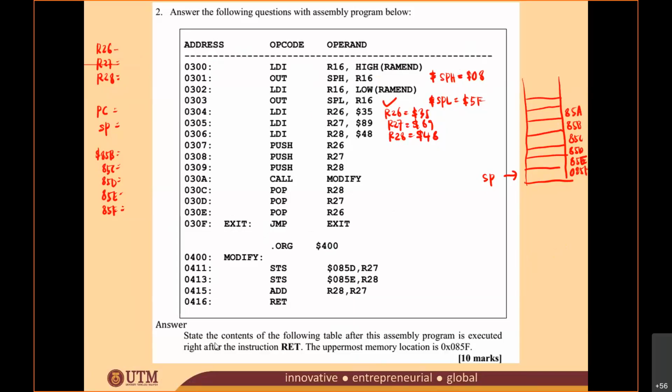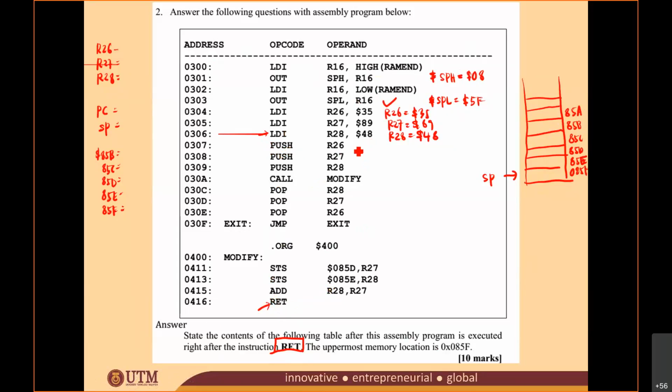Okay, before we go through all of this program, this question asks you to state the contents after the assembly program is executed right after the RET instruction. Okay, until the RET instruction, then you stop. No need to do any other instruction. Once you execute the RET, then you stop and give the result. Okay, and we already finished this line here. Load R28 with 48, and then push R26.